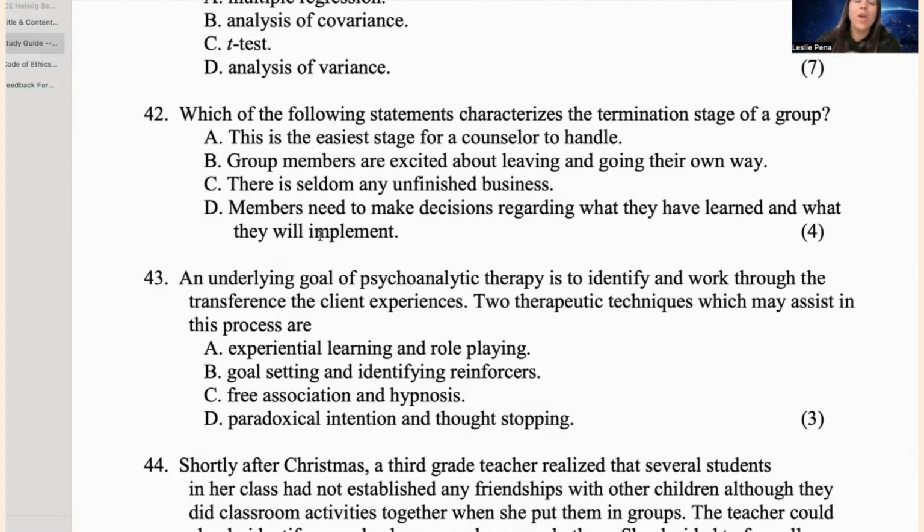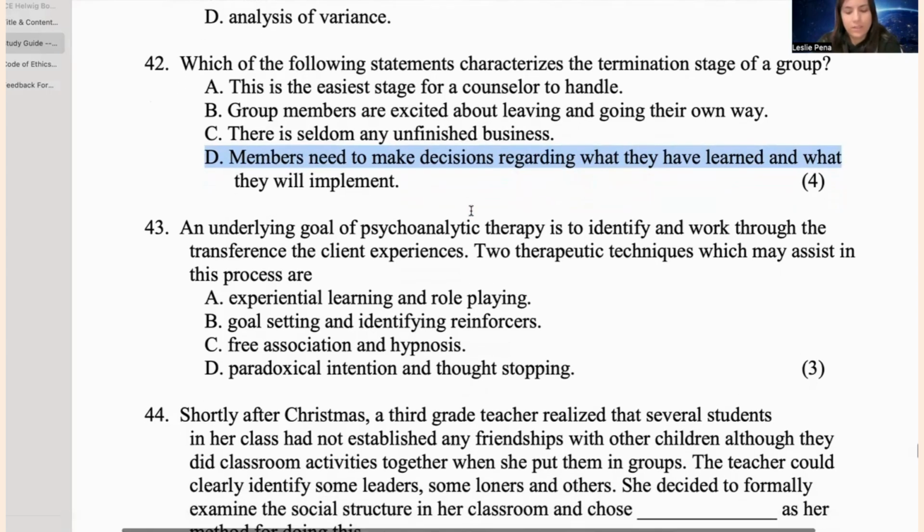42. Which of the following statements characterizes the termination stage of a group? So again, you're telling everybody goodbye. Time is ending. We're reflecting about what we learned and what we experienced and what we're going to take with us to the next stage of life. This is just things you do in a group. The answer is D.